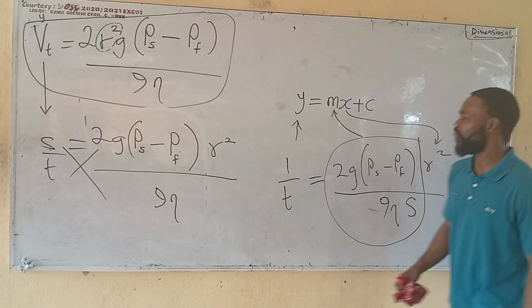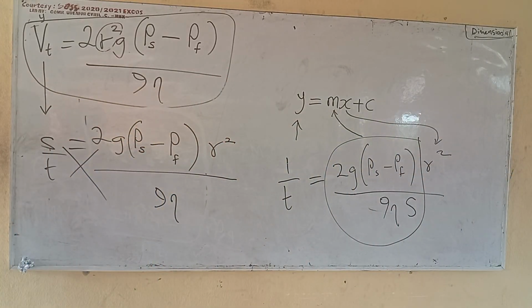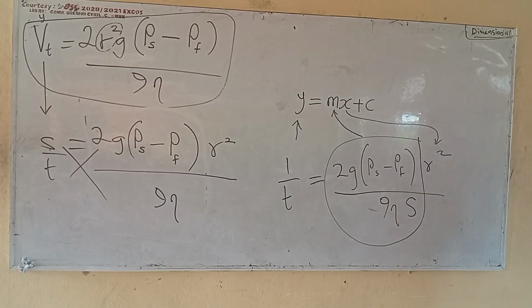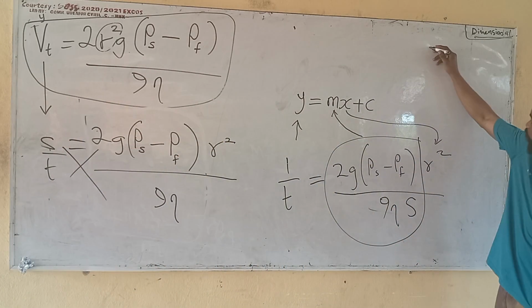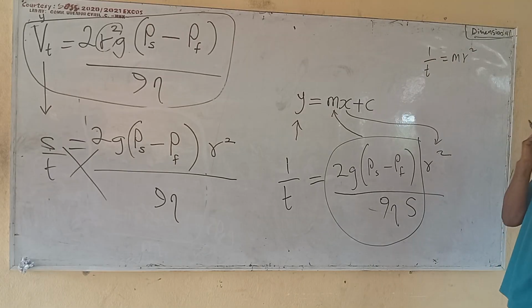So, can I claim? No, wait. Be fast, while we try it out. So it's more like we are rotating it. So let's say I call this 1 over T equals to M r squared. M for slope.